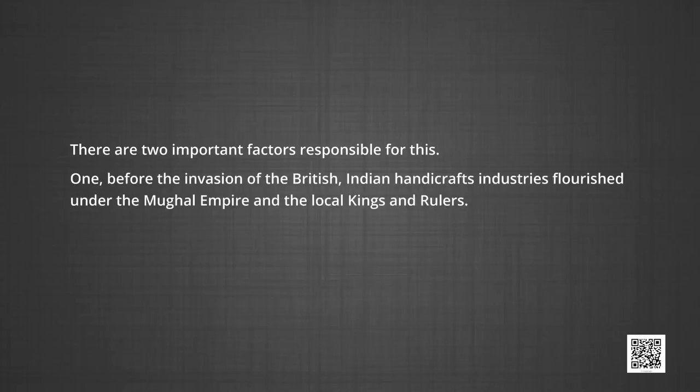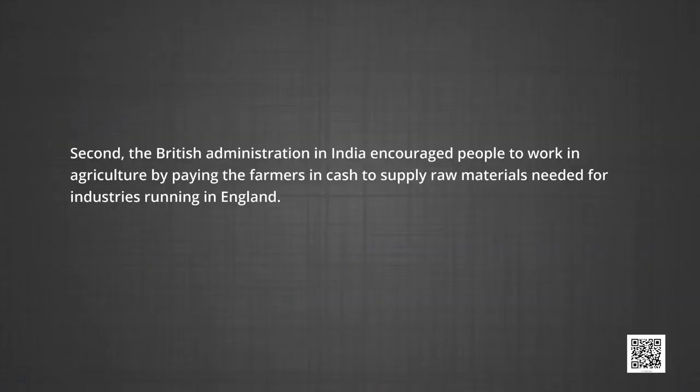One, before the invasion of British, Indian handicraft industries flourished under the Mughal Empire and the local kings and the rulers. When the British invaded the country, they overpowered the Mughal Empire and defeated the local kings or rulers, thus destroying the handicraft industries. As a result, the workers working in these industries were forced to move towards the rural areas and adopt agriculture as their main livelihood. Second, the British administration in India encouraged people to work in agriculture by paying the farmers in cash to supply raw materials needed for industries running in England. So, agriculture remained the major occupation in India.